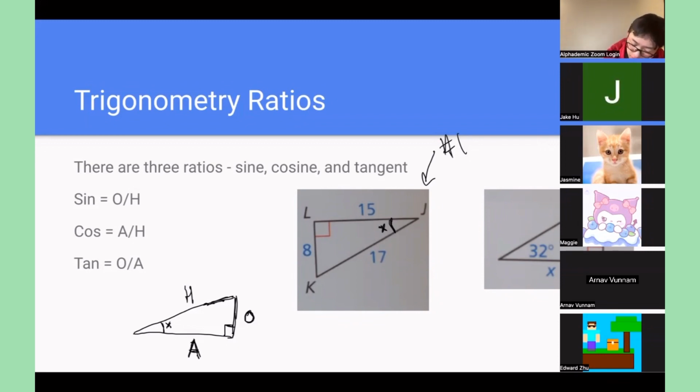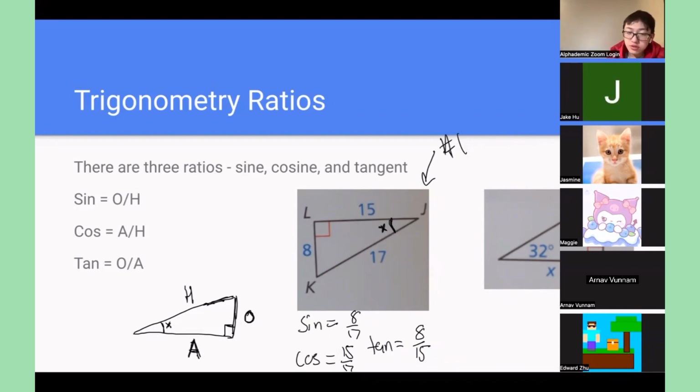So for triangle number one, sine would equal 8/17. Cosine would equal 15/17. And tangent would equal 8/15.